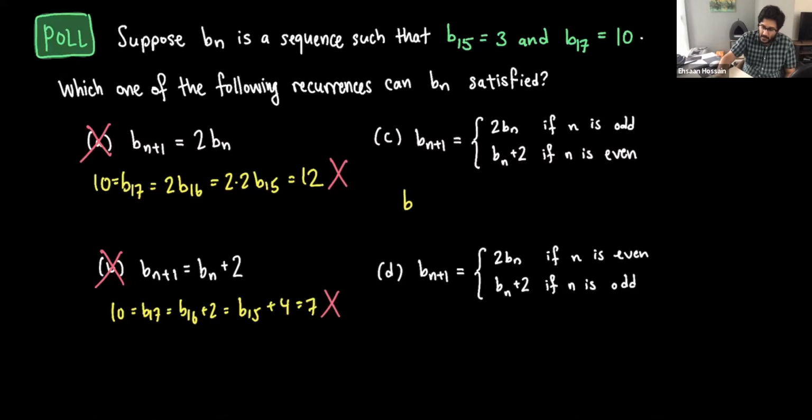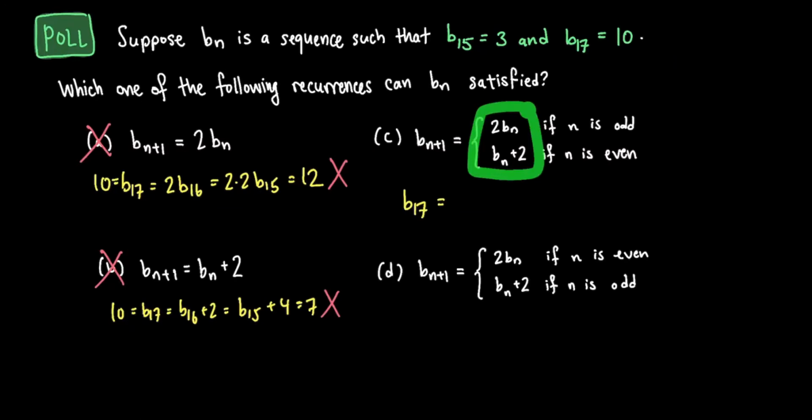So I know B17, well, that's obtained from the previous term by doing what? By doubling or by adding 2? How do I do that? Anybody can answer? That one would be adding 2 because to get to B17, you'd have to add 2 to B16. You'd get it from B16, and that would be adding 2 because 16 is even.